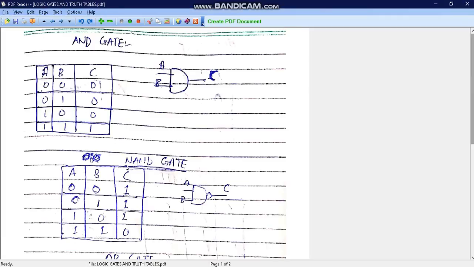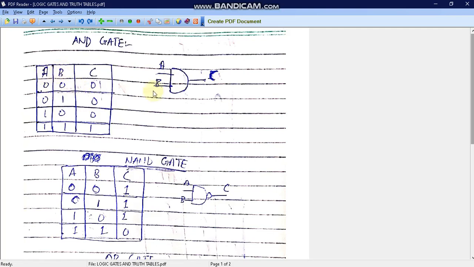Now let's see. First of all, this is an AND gate, these are our two inputs and this is our output, and this is our truth table. We can see that there are four possible combinations of our inputs and these are their outputs. The first possible combination is 0 and 0.